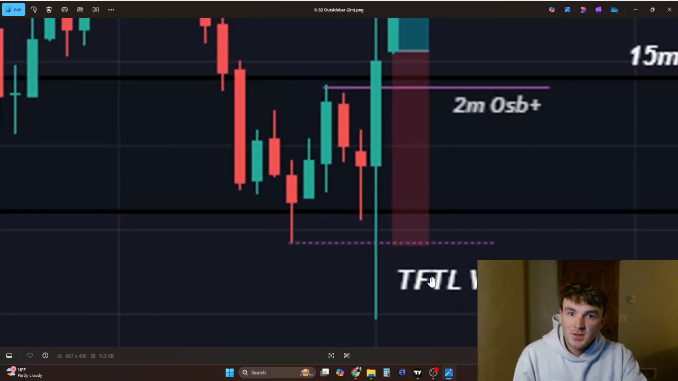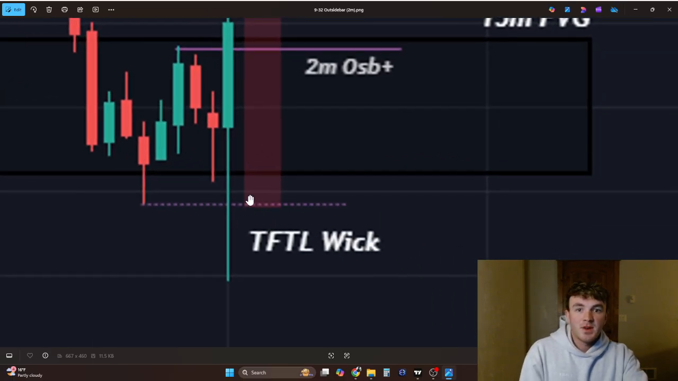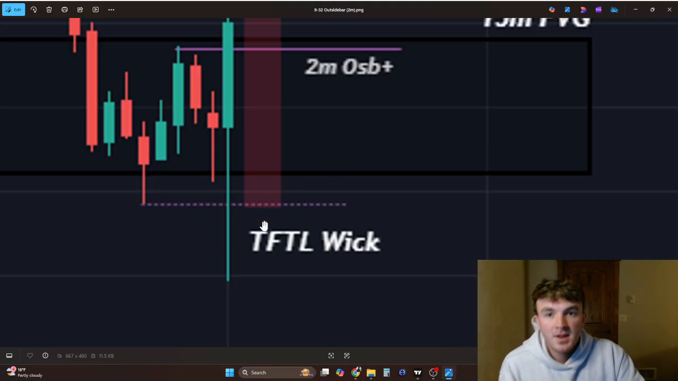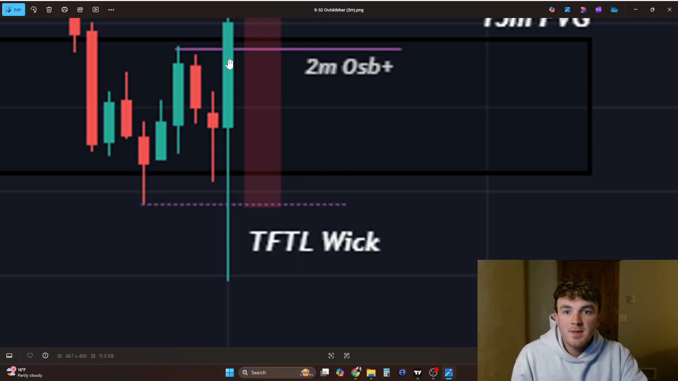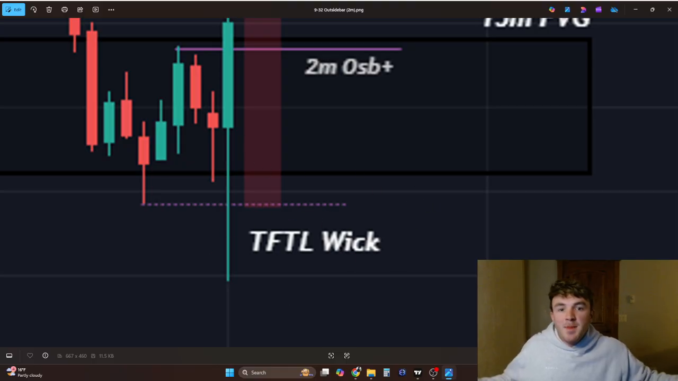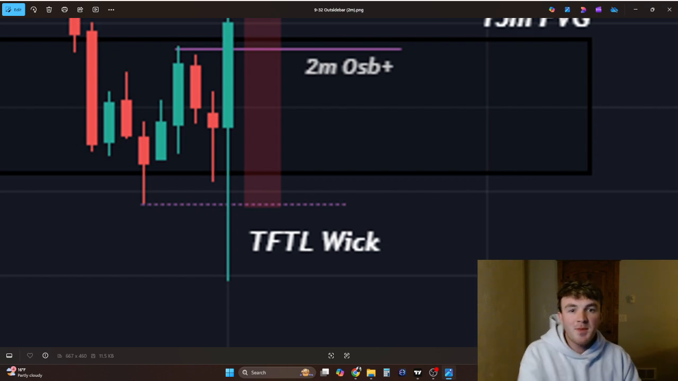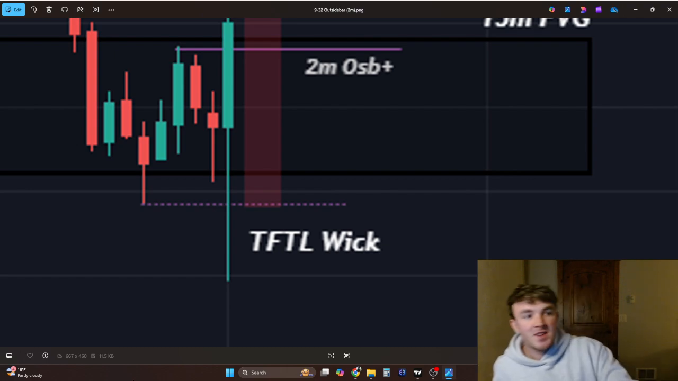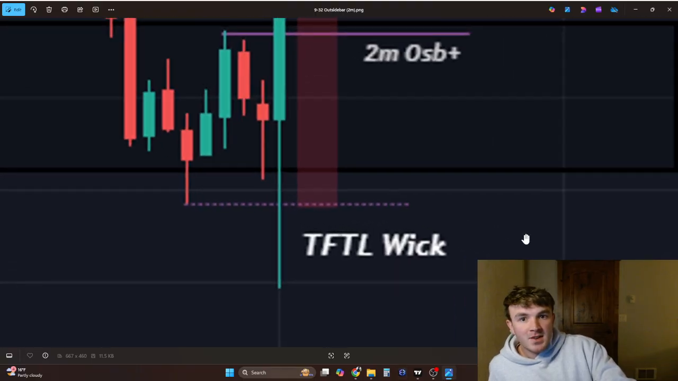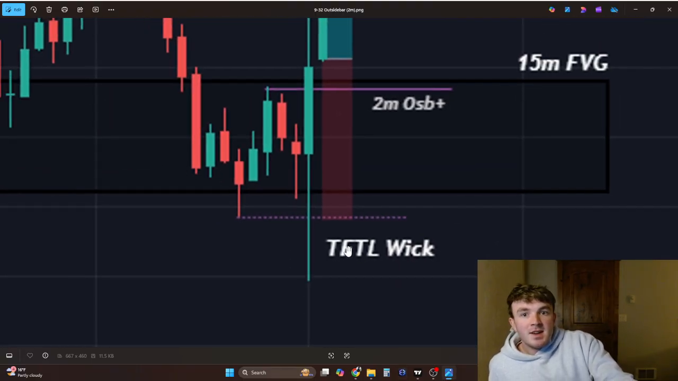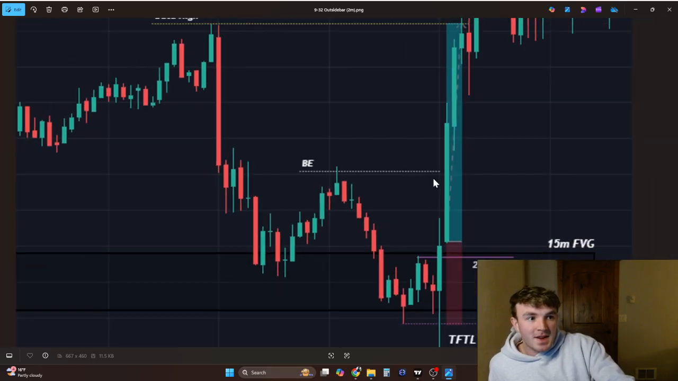And it has what I call a thanks for the liquidity wick. I learned it from Dodgy, but basically it is when the market wicks down very aggressively and then closes higher. Essentially, people get stopped out. It's like saying thanks for the liquidity. We stopped you out. Now we're going to send the market the opposite direction. So if you ever see me mark out something as TFTL wick, what I'm saying is thanks for the liquidity. We're going to go the other way now.